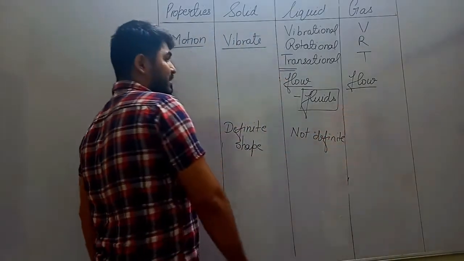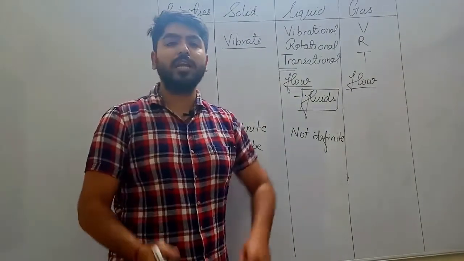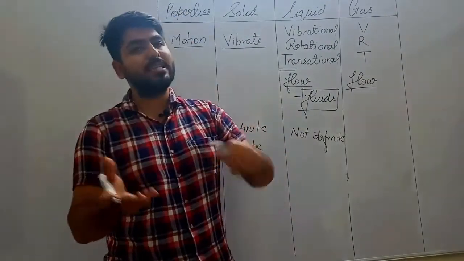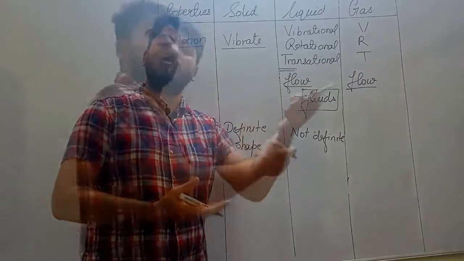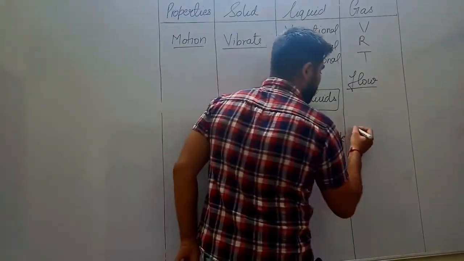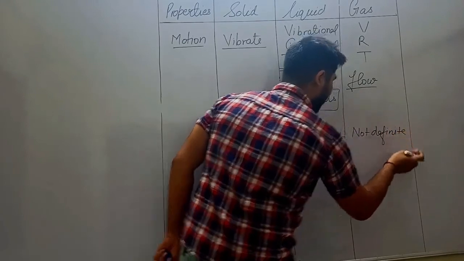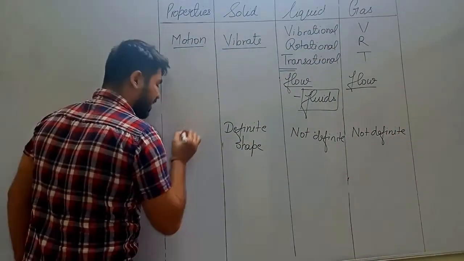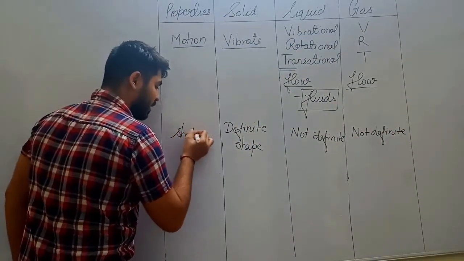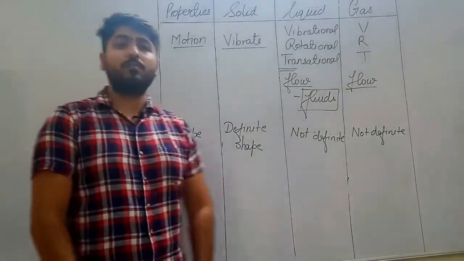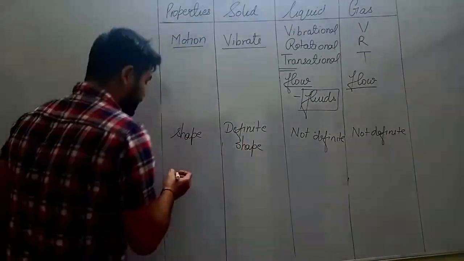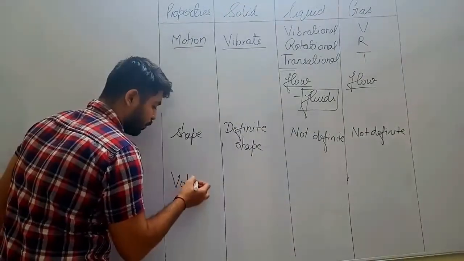Same in the case of gases as well. The shape is not definite. They flow from one place to another place. That's why they take the shape of the container, and that's why the shape is not definite. So we can say the next property is shape. Next, with this shape comes the volume. So let's take the next property as volume.